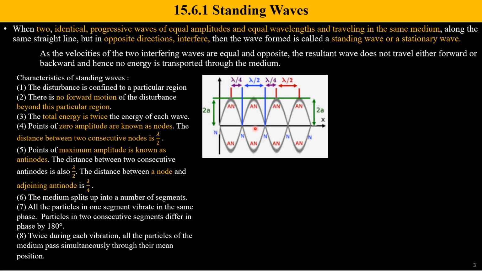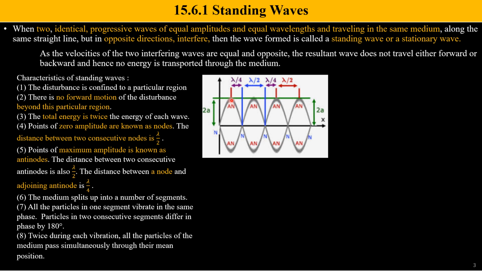Points of maximum amplitude: here the maximum amplitude occurs, which has the actual value 2A. So these top peaks are called the antinodes. These are represented by the capital letters AN. That is antinode. Here the amplitude is maximum.